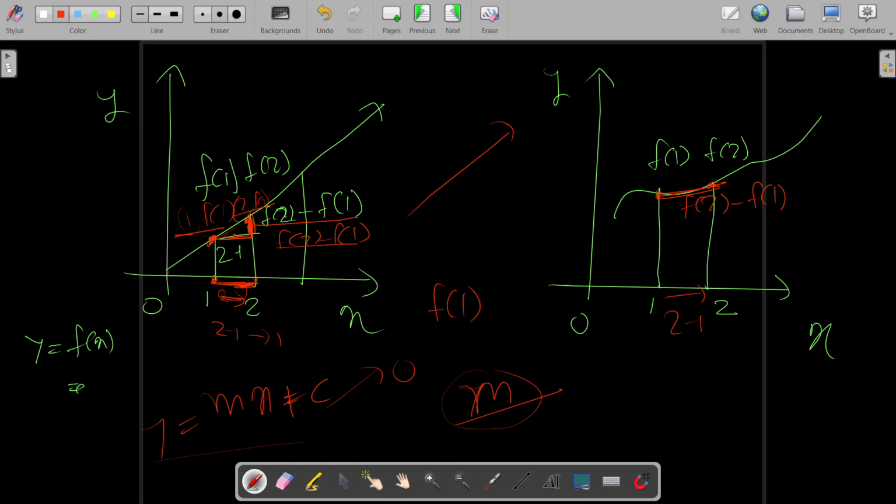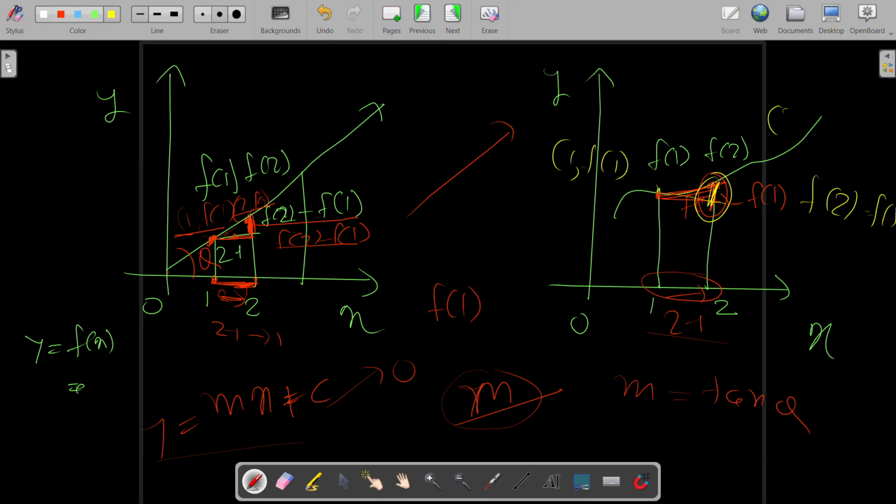this is a straight line. In a straight line the slope is always the same, but in a curve the slope is always changing. Slope can also be written as m equals tan theta, and this is theta. Here this distance is 2 minus 1, and this distance, which I am coloring yellow, is obviously f2 minus f1, because the coordinate of this point is (1, f1) and the coordinate of this point is (2, f2).